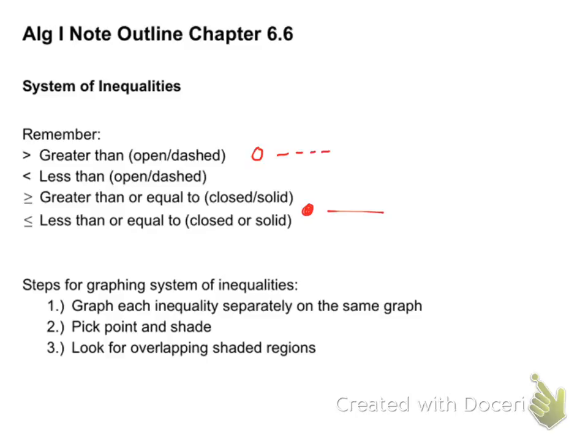And then step 3, once you do this for all of your equations, and it happens to be that there's sometimes going to be more than 2 inequalities, you just look for where the regions overlap, because that's where the solutions exist. They exist in places where both equations are true.